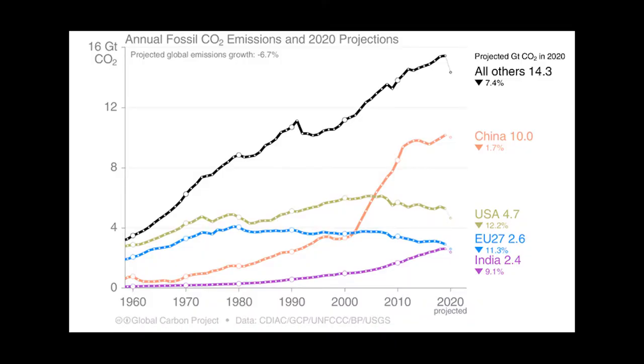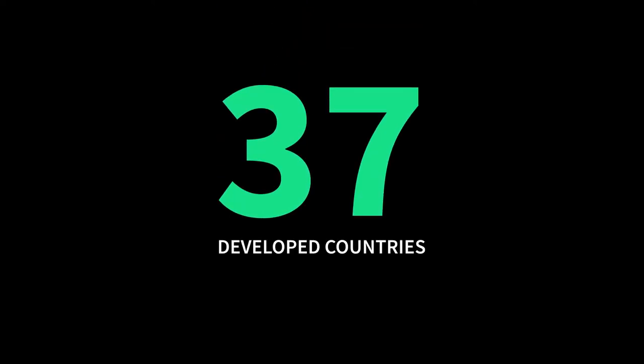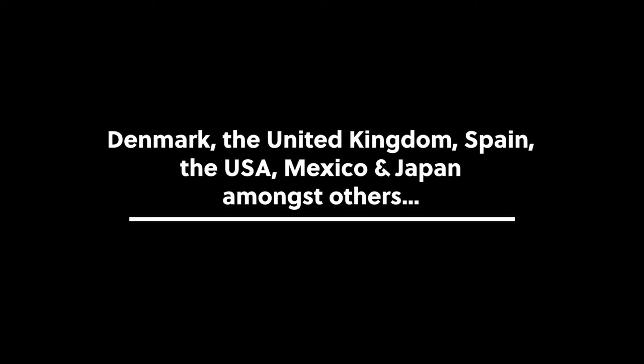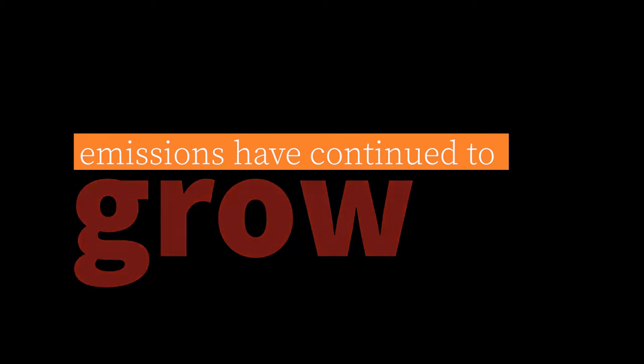Behind the COVID-induced global slowing greenhouse gas emissions trend, there are 37 developed countries that had carbon dioxide fossil emissions declining in recent decades whilst their economies still continue to grow. They include many European countries such as Denmark, the United Kingdom, Spain, as well as the USA, Mexico and Japan, amongst some others. For the rest of much of the world, emissions have continued to grow.